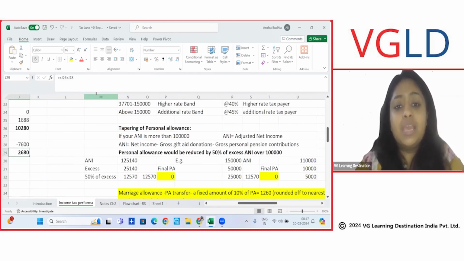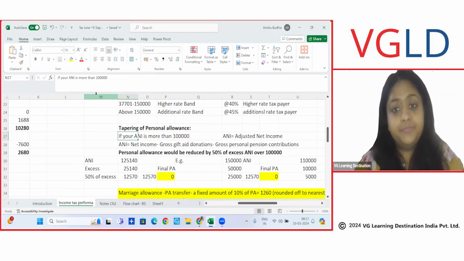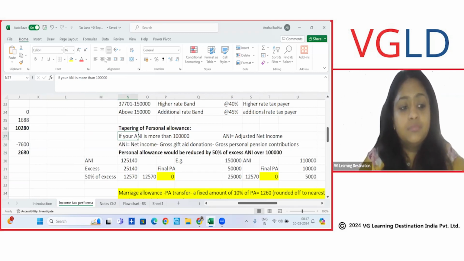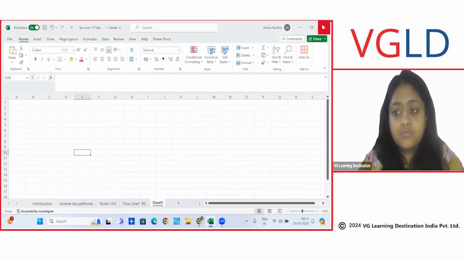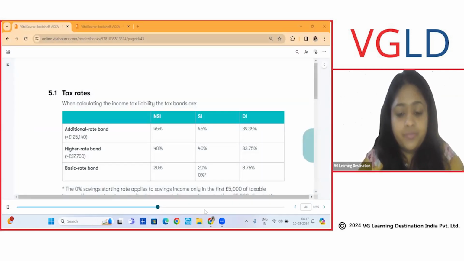Any questions in ANI? I am taking one question. But before that, please tell me, is the topic absolutely clear? Tapering of PA? Are you all absolutely crystal clear for the same, guys? Ashna, Deepika, Kritika, Nikita, all of you. Let's take one question, and then if you have still any queries, put up in the chat box. Okay? I'm taking one question. Sorry.